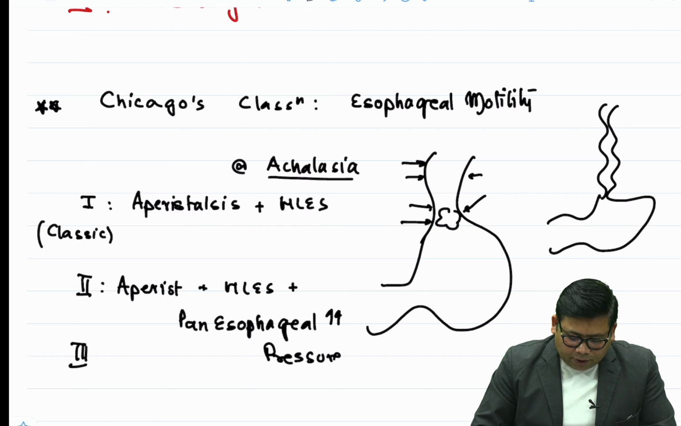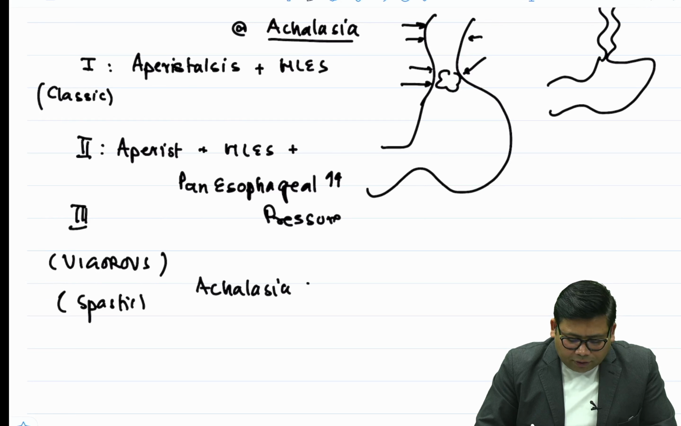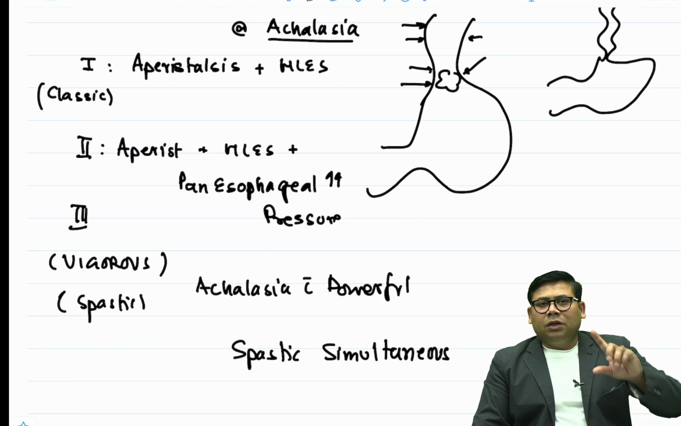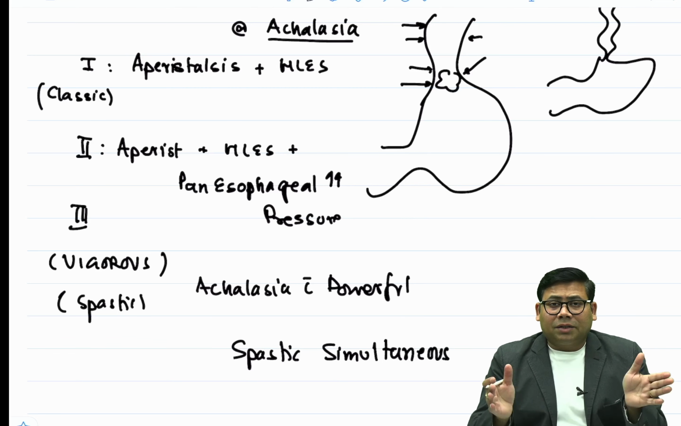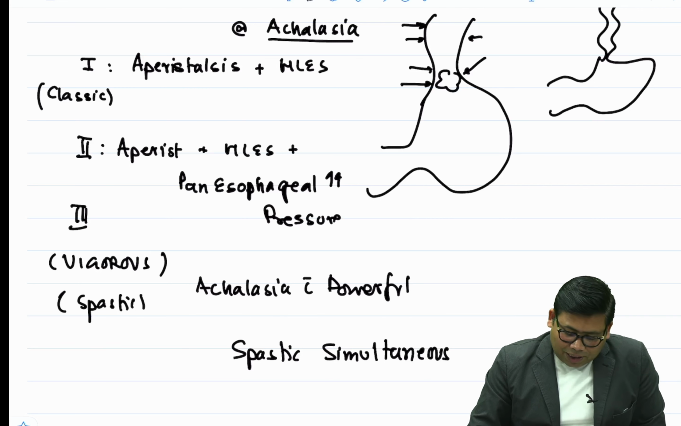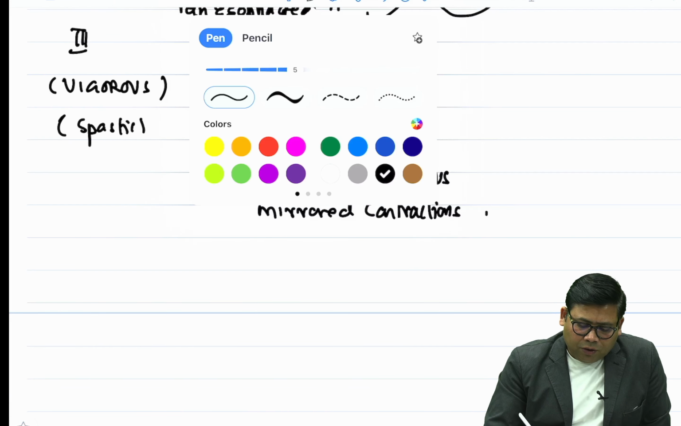Then what is a type 3? This is what is known as vigorous achalasia, or you can say spastic achalasia. So what is that? This is achalasia with powerful, you can say spasmodic or spastic, simultaneous mirrored contraction. So high amplitude; normally we get to see low amplitude contraction, here you get simultaneous mirrored. So a lot on this in the class, but here I am just revising the classification. Simultaneous mirrored contraction.